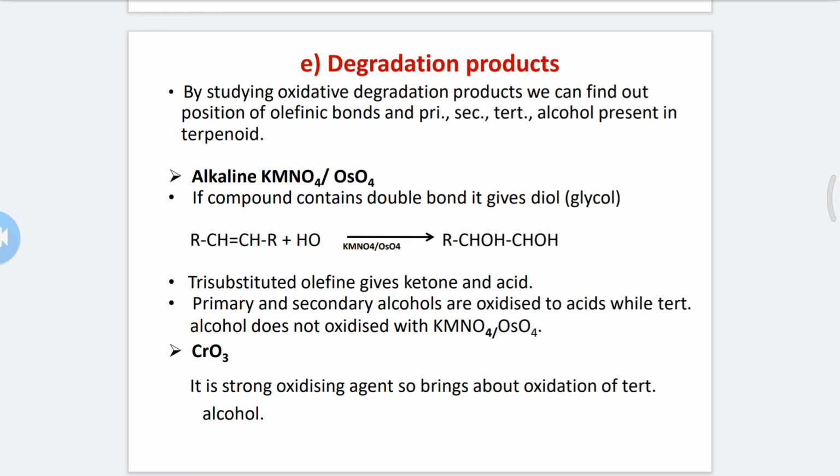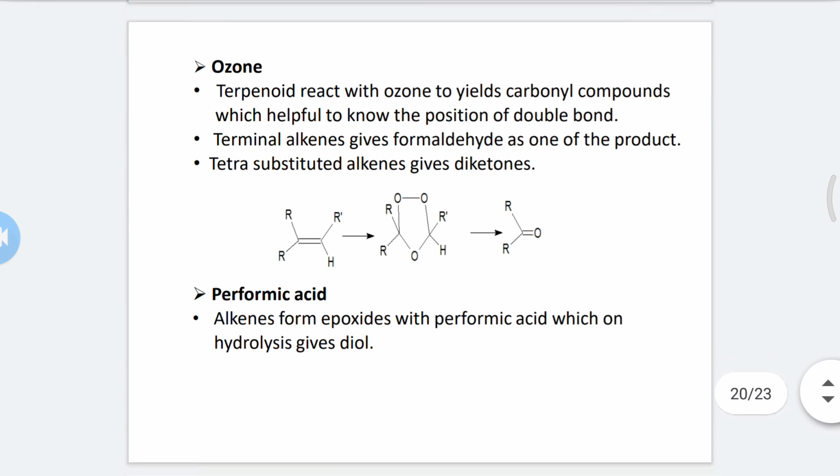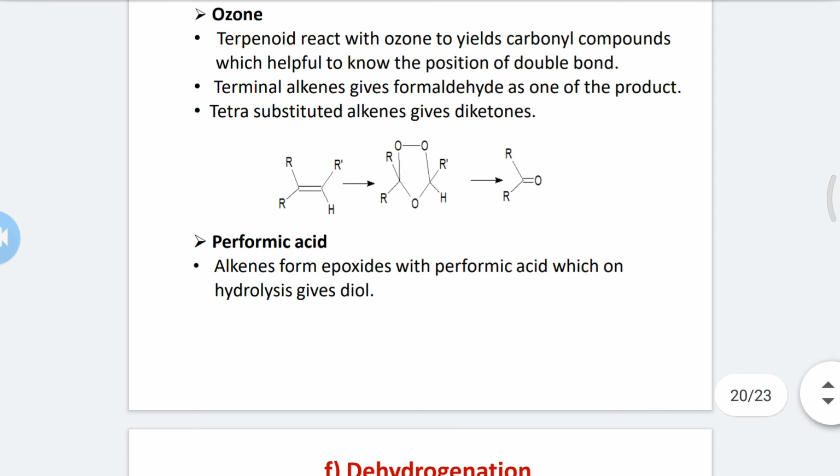Another degradation method uses chromium trioxide, chromium oxide. It is the strongest oxidizing agent, so it brings about oxidation of tertiary alcohol. So these are the degradation product methods used to illustrate the structure of terpenoids.